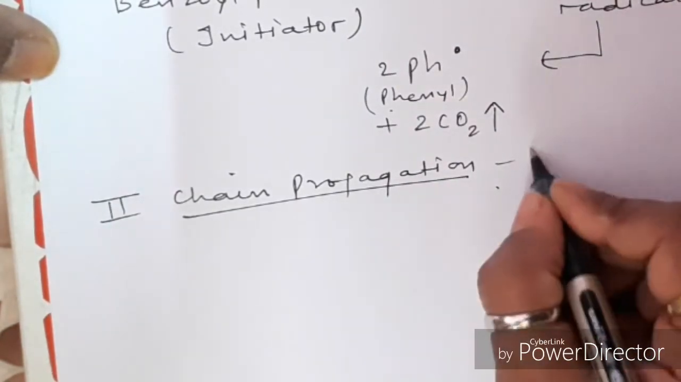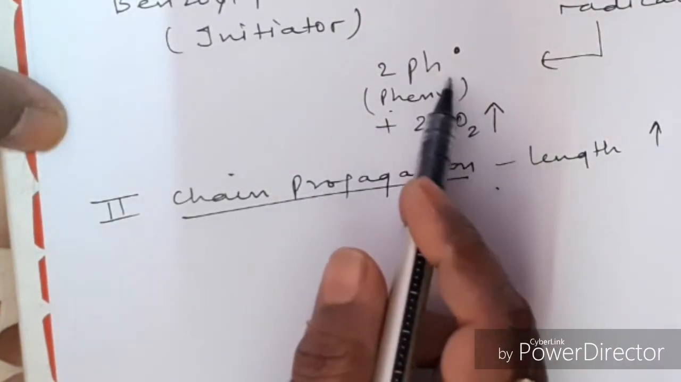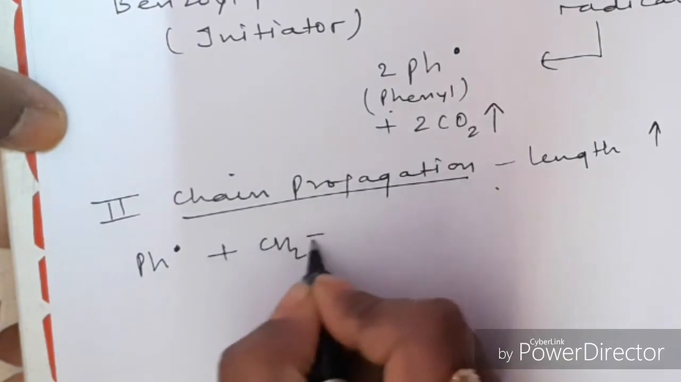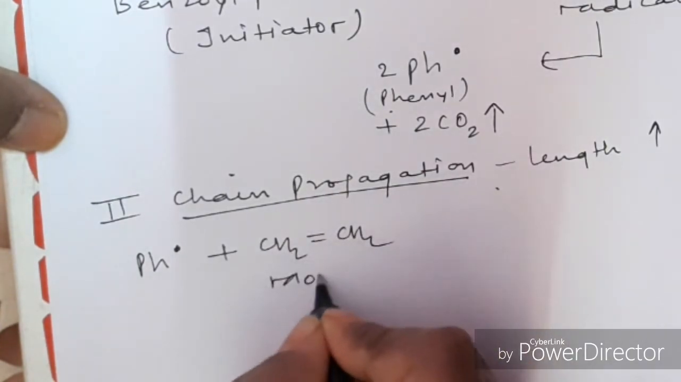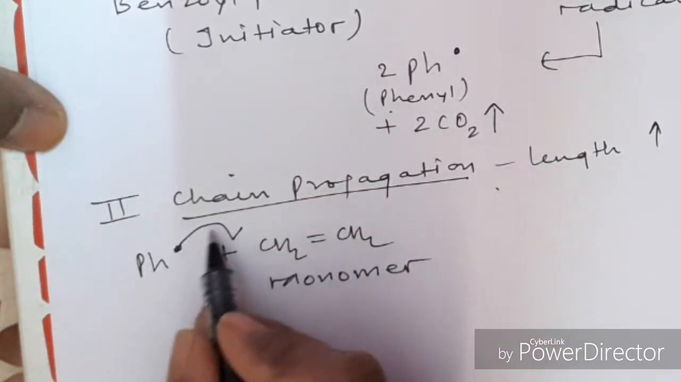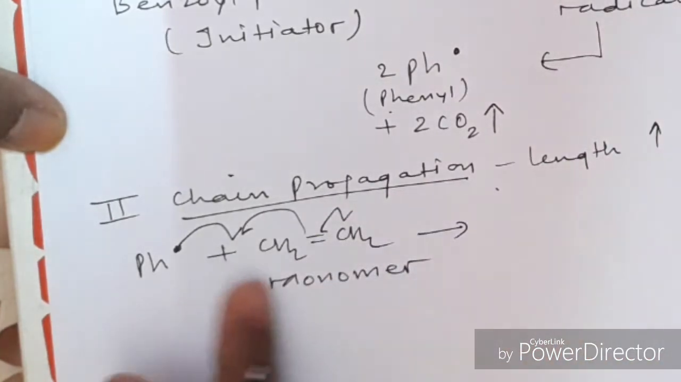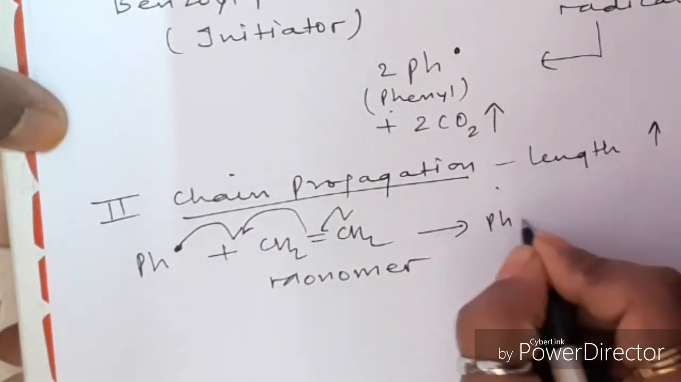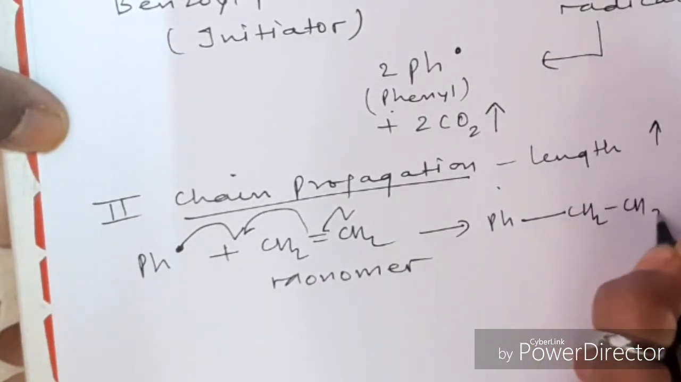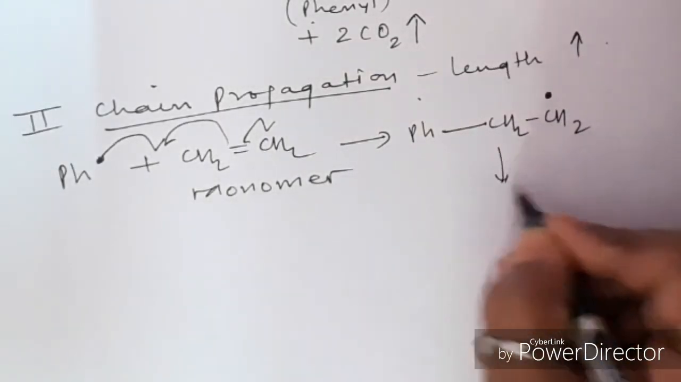This phenyl radical is going to be attacking the CH2 double bond CH2, and you get monomer, and it attacks over here, and the same thing goes, and this kind of mechanism can be shown. Actually this can be shown in the first step only. It's called chain initiation because now the chain has started forming. So this step can be shown in the chain initiation only from here.